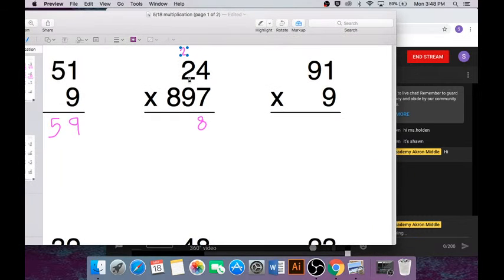We have 7 times 2, which is 14, plus 2, which is 16. And we move to our 9. So we're going to put a 0 to hold our place. We have 9 times 4. 9 times 4 is 36. So we put down our 6. We carry the 3. 9 times 2 is 18. Plus 3 is 21.